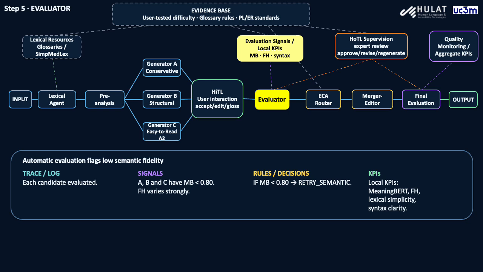The candidates are then evaluated automatically. The system checks quality and semantic risk using the selected metrics. In this case, all 3 candidates have a meaning BERT score below the 0.80 threshold. This means that there may be a loss of meaning. Therefore, the retry_semantic rule is activated.